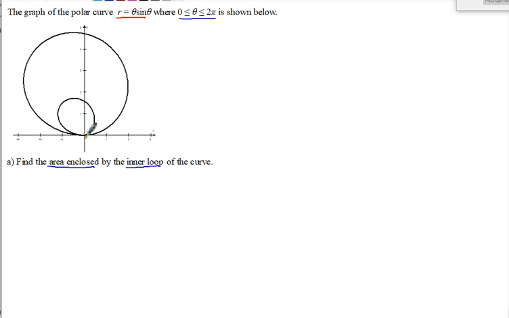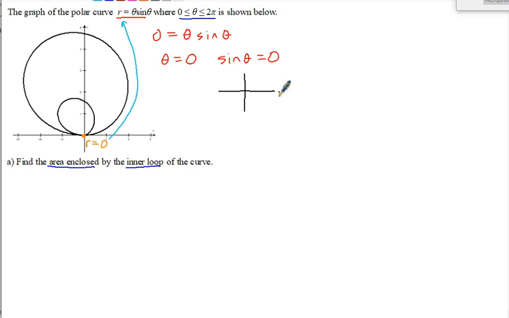So again, what we know is the loop starts and stops when r is equal to 0. So we can solve it that way, substituting 0 in for r. This time though, notice we've already got it in factor form, theta times sine theta. So either of these could be 0. So theta could equal 0. Or if we set sine theta equal to 0 and solve that, well, the first place sine is equal to 0, besides 0, which we already have as a solution right here, is at pi. So the next answer would be theta equals pi.